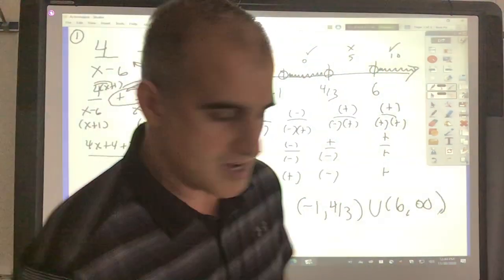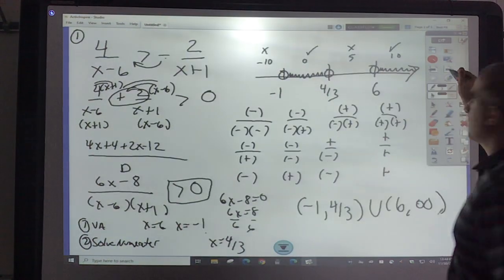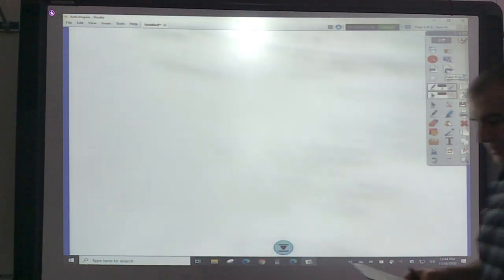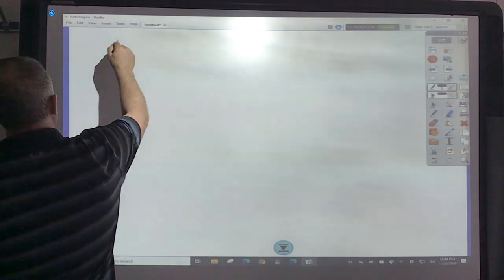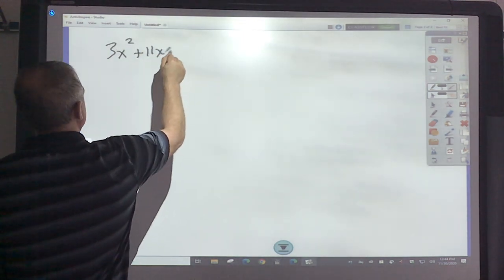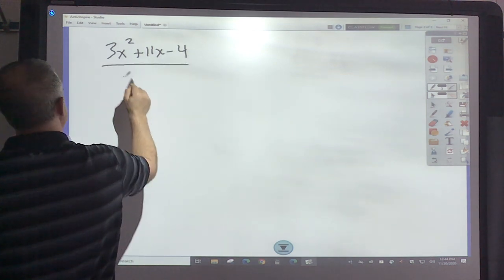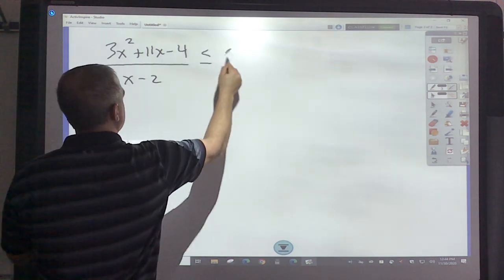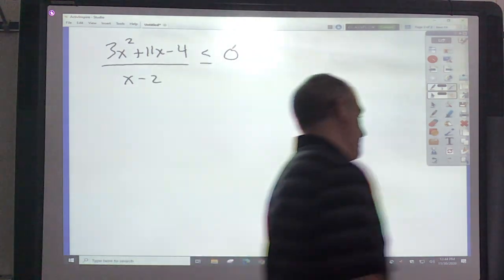Okay? Let's do another one, maybe one a little bit differently, but somewhat the same. Let's say I got 3x squared plus 11x minus 4 all over x minus 2 less than or equal to 0.